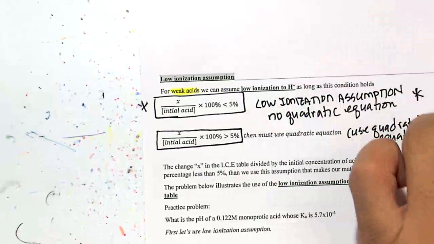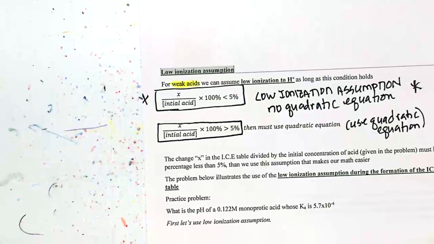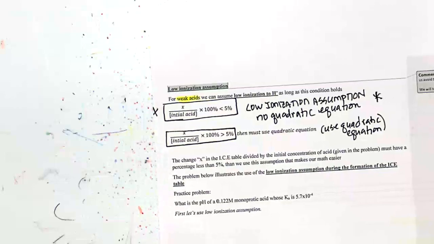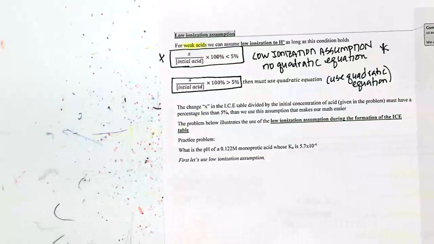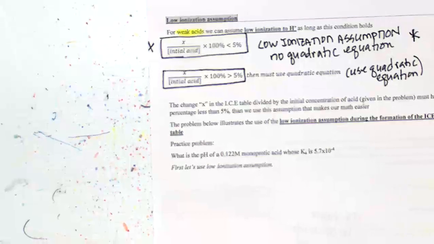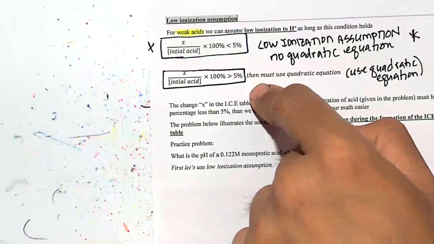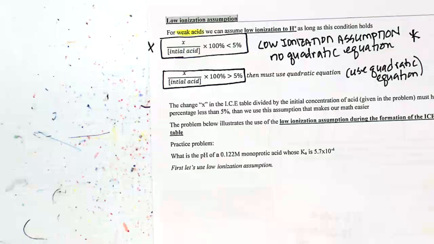So what does all this mean? This will make more sense when we do a practice problem together. So let's do a practice problem together. Where it says it's more than 5%, we don't need to worry about that one. If it's less than 5%, you don't have to use the quadratic. You won't get problems like this, so we don't need to write that one down.